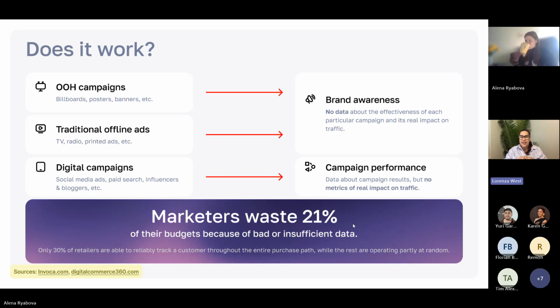And traditional offline ads like TV, radio, we're throwing it out there, right? We're like throwing it out to the universe. We know at some level it's causing some brand awareness, but to what extent? And then digital marketing campaigns. We can see the campaign effectiveness as far as views, but we can't see it as far as action. So at the end of the day, we're wasting about 21% of our budgets without this kind of data being shown to us.